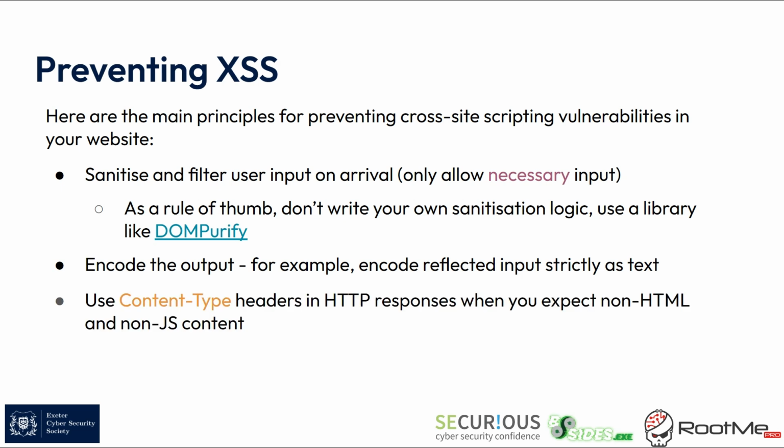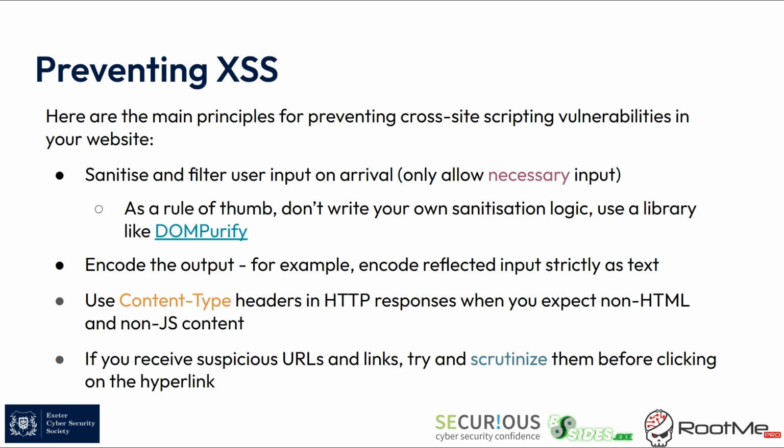Use content type headers in HTTP responses when you expect non-HTML and non-JavaScript content. For example, if your response is supposed to return an image, limit what the user can see by setting a content type header, because essentially when you set the header, you can't return anything other than the type specified in that header. So if you're supposed to return an image, you can't return any HTML or JavaScript, which basically limits the attack window for this cross-site scripting attack to happen.